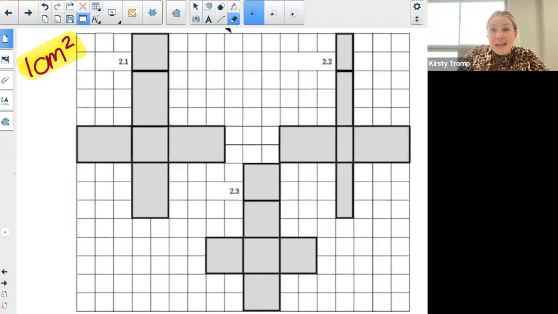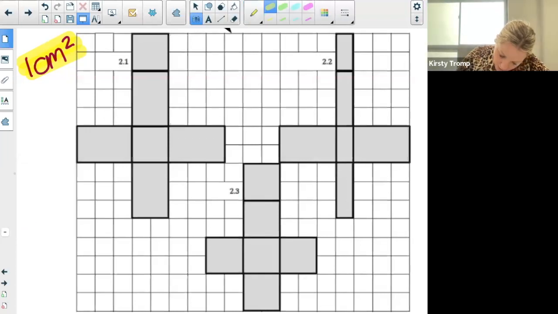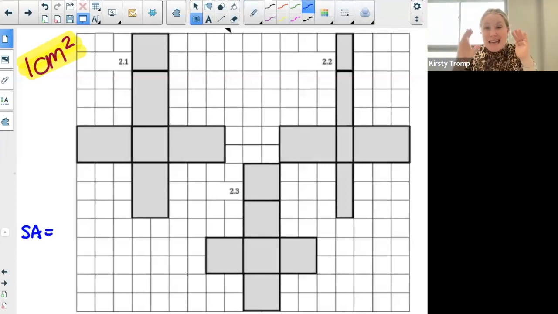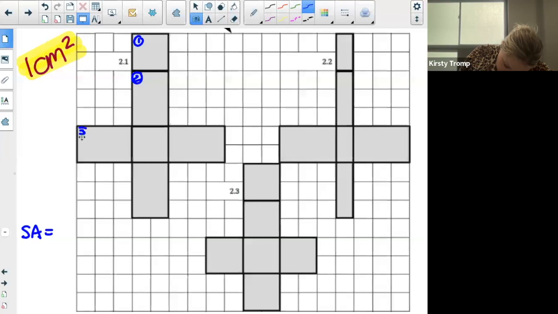Right. To calculate the surface area, the same as what we did on Monday, we must calculate the area of each shape. So in this 2.1, how many rectangles do we have? How many did I say there are in that shape? There's 6. You said there were 6. Yes, ma'am. There's 6. Good. So here's number 1, number 2, number 3, number 4, number 5, and number 6.